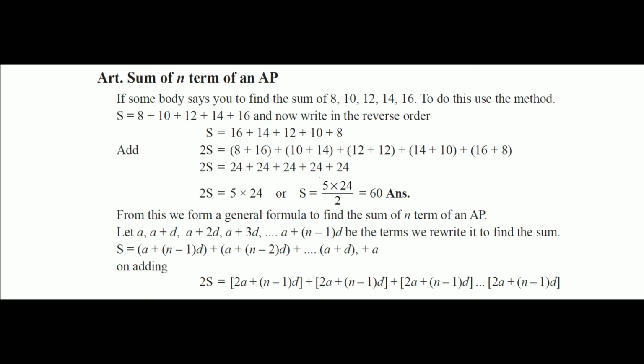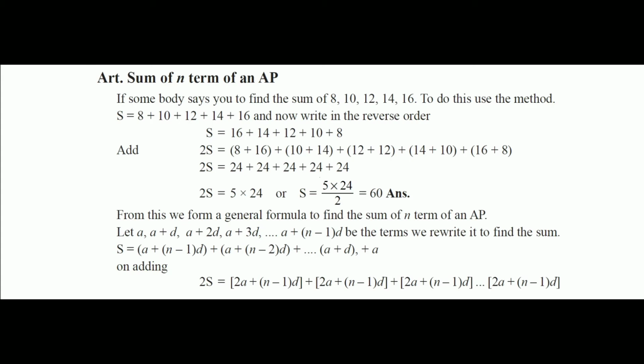Now what happens when the number of terms is more than 5? The calculation work will be long. To avoid those calculations, we have the formula of sum of n terms of AP. Let us derive that on the same grounds as we did the sum of these 5 terms. We know an AP series in terms of general term formula can be written as a, a plus d, a plus 2d, a plus 3d and so on up to a plus n minus 1 into d.